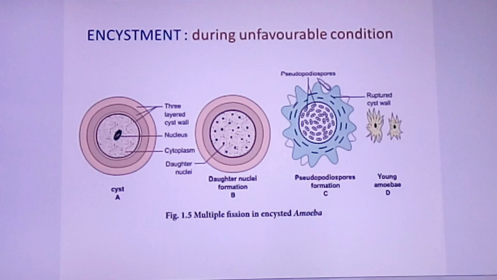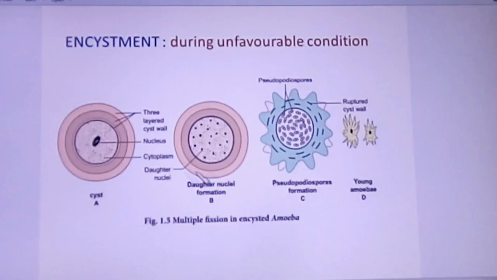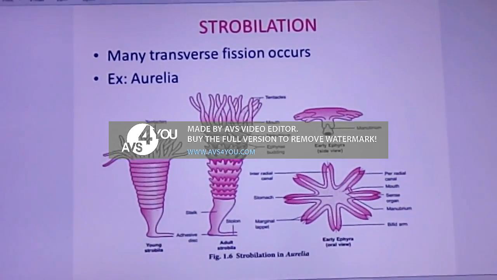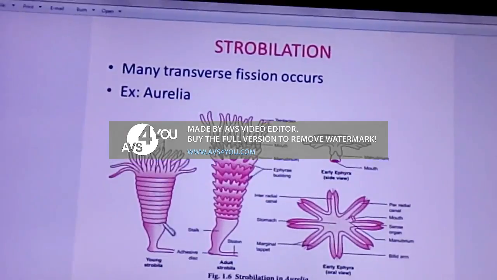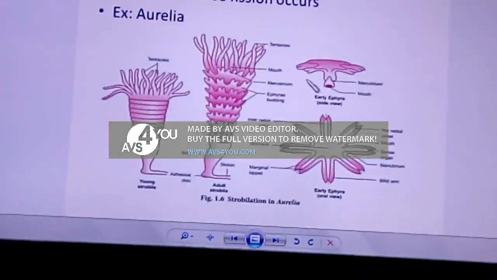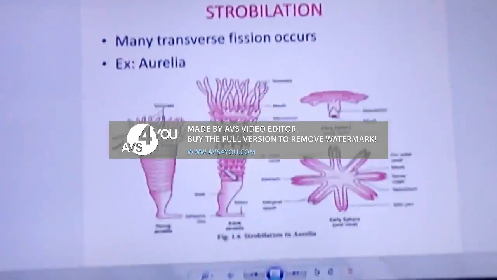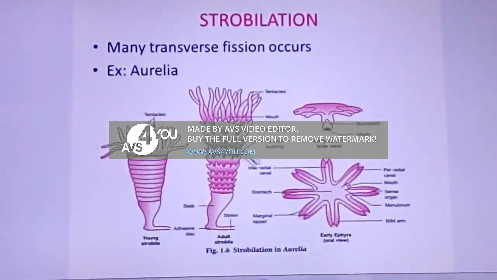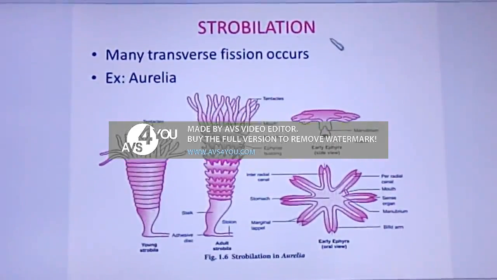Next one is strobilation. In this process, we have read about transverse fission. It is the same, but many transverse fissions occur, and then it is called strobilation. An example for this is Aurelia. You can see here the young strobila, an young one. The next one is the matured one. Each one, when it matures, can develop into an individual organism. The transverse fission occurs in each strobila, so they can survive individually. This type of fission is called strobilation.